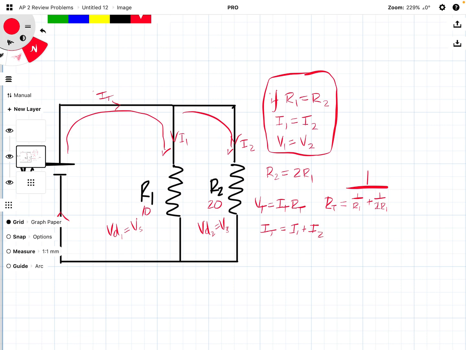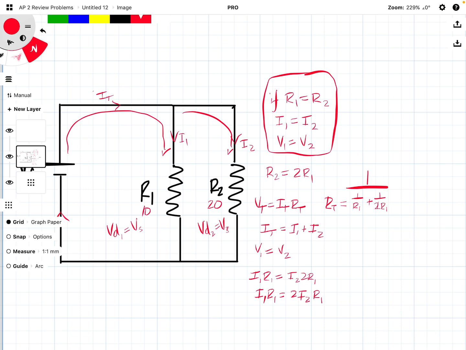So now what we're going to do is say, if that's true, we also know that V1 equals V2 as far as the voltage drops go. So then I can also say, if V1 equals V2, then that also means that I1 R1 equals I2 R2. This would technically be R2, but we're going to go ahead and put in 2R1. So I1 R1 equals 2 I2 R1. And we can already start to see this relationship forming.